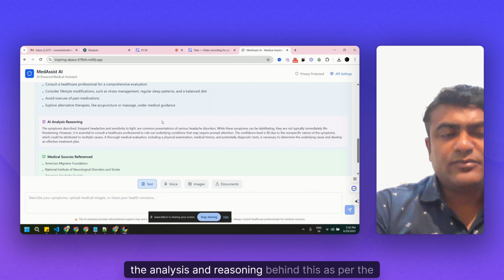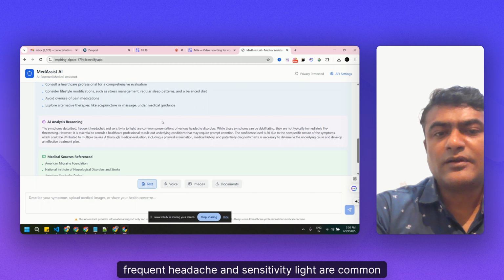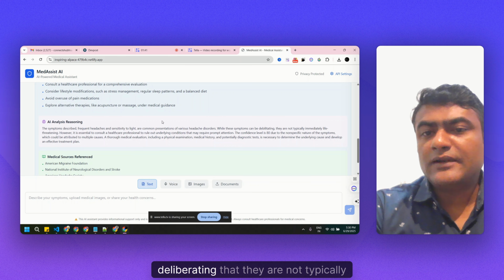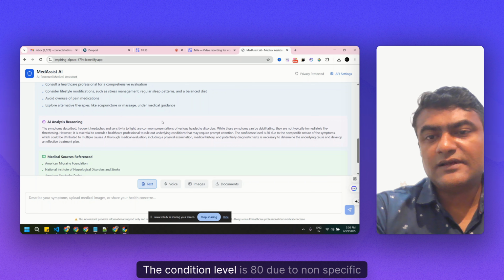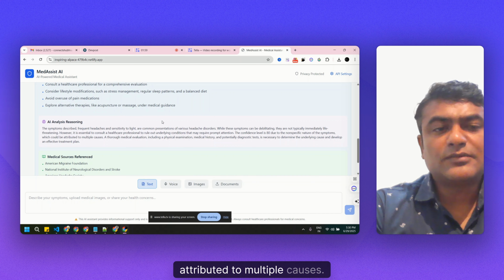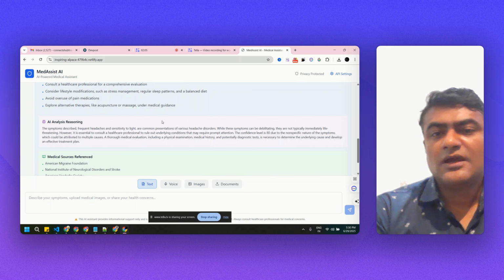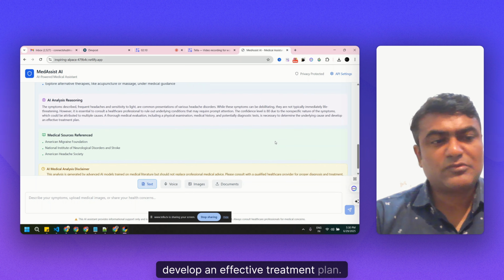The analysis and reasoning behind this, as per the question asked: the symptoms described, frequent headache and sensitivity to light, are common presentations of various headache disorders. While these symptoms are not typically immediately life threatening, it is essential to consult a healthcare professional to rule out any underlying condition that may require prompt attention. The confidence level is 80 due to the non-specific nature of the symptoms, which could be attributed to multiple causes. A thorough medical evaluation is required, including physical examination, medical history, and potential diagnostic tests. It is necessary to determine the underlying cause and develop an effective treatment plan.